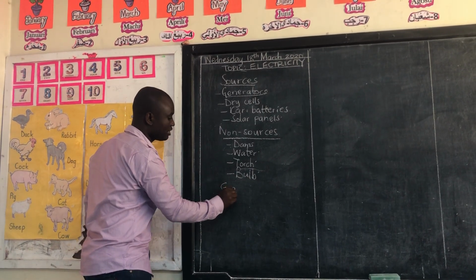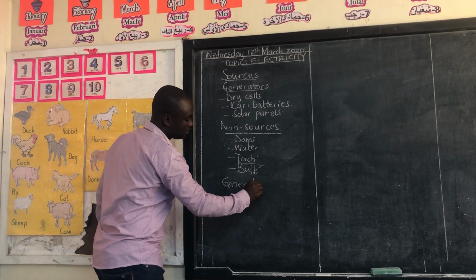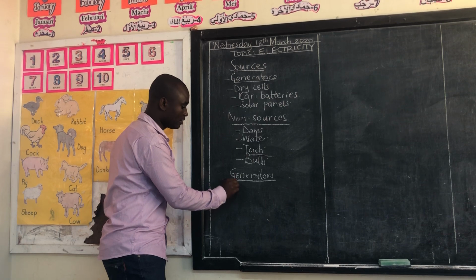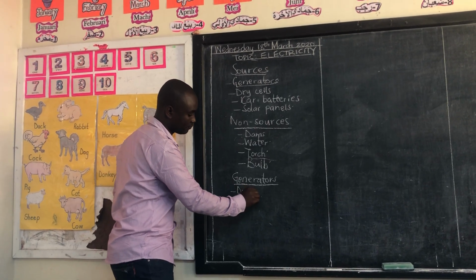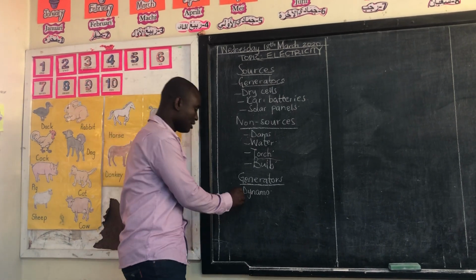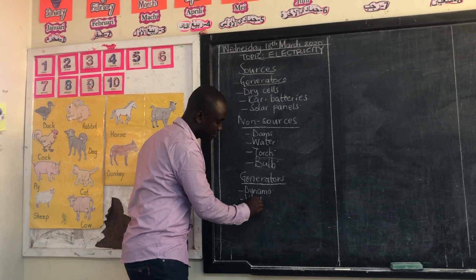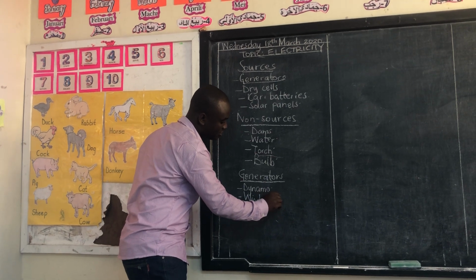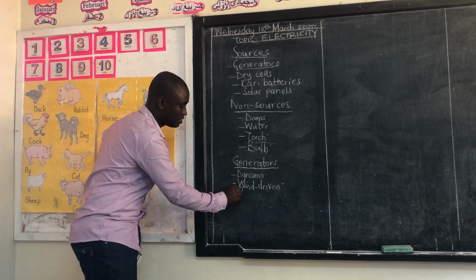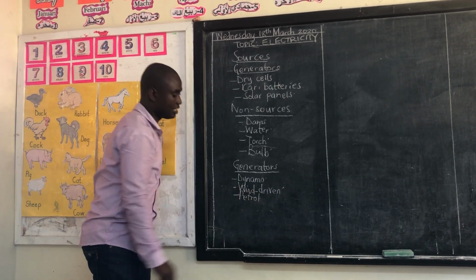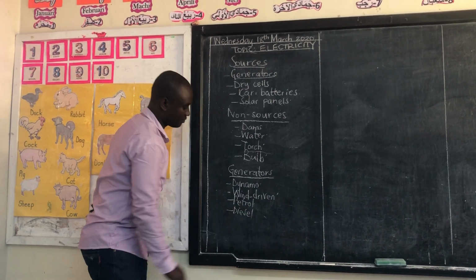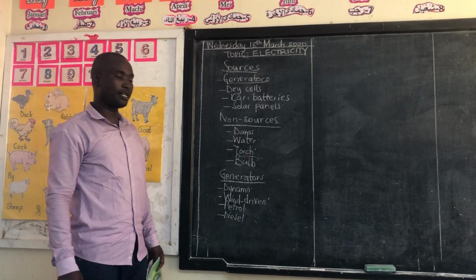We have the small generator, which is called a bicycle dynamo. We also have the one that uses wind, which is called wind-driven generator. The other ones we have are petrol generators and also diesel generators. All these are types of generators.